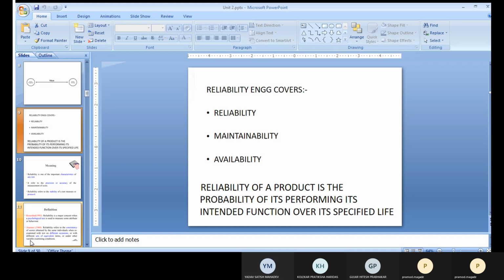And in any case, every case will have to consider the reliability. So of course there are two more parameters, availability of that particular product and maintainability.